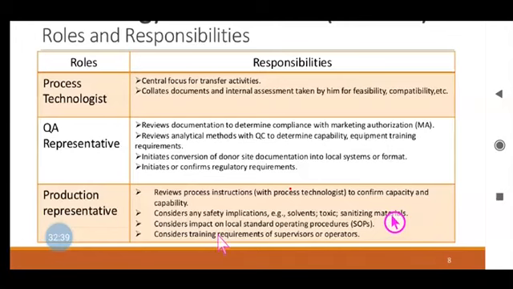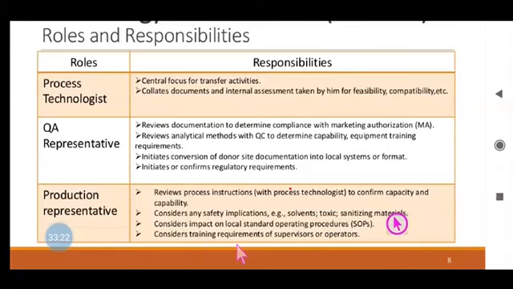Then he would consider the impact on local standard operating procedures. So in the manufacturing unit where the technology is going to be transferred, there might be some existing standard operating procedures, and with the transfer of the new technology, the production representative has to understand how or to what extent the new technology will have its impact on the local standard operating procedures. If modifications are required, the production representative has the responsibility to modify the things.